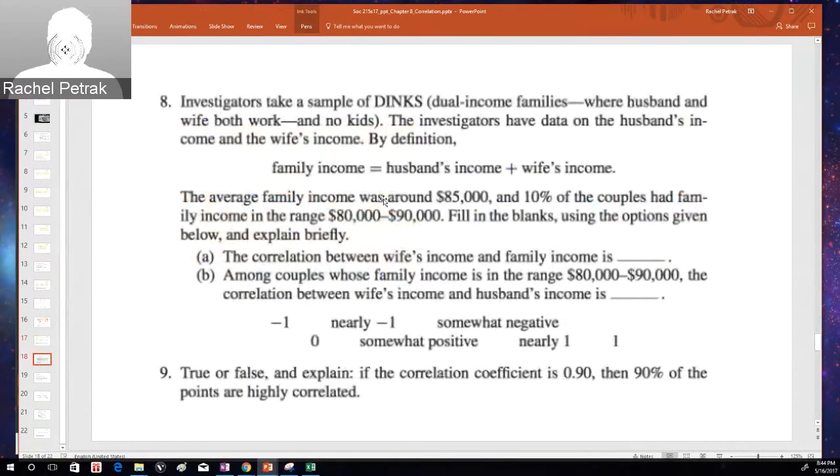I picked just a couple of questions from our next section to go over that I thought might be a little bit tricky. Investigators take a sample of dual income families, and they have data on the husband's income and the wife's income. So by definition, the family income is equal to husband plus wife. Average family income was around $85,000, and 10% of the couples had family incomes in the range of $80,000 to $90,000.